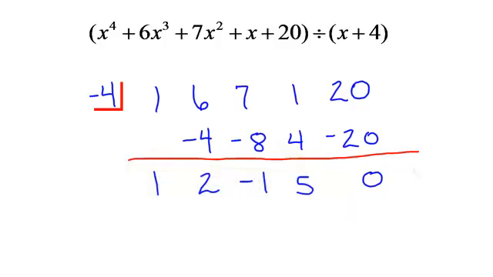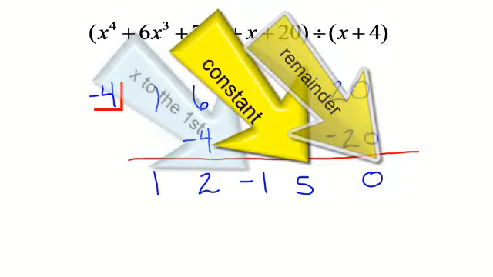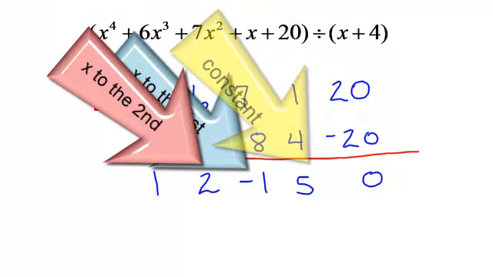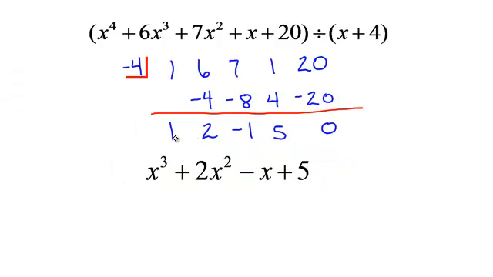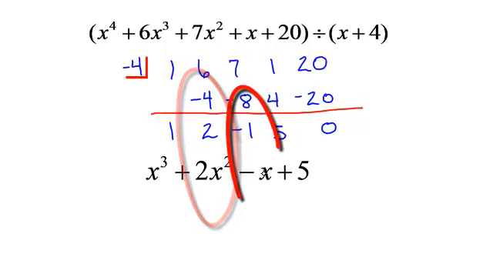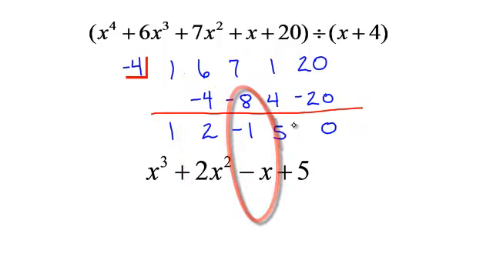But we're not going to let you leave it like that. You need to write it as a polynomial. This is the remainder, and this is my constant, x to the first, x squared, x to the third. So this is my answer. I wrote 1 x to the third, plus 2 x squared minus 1x plus 5. My remainder was 0.